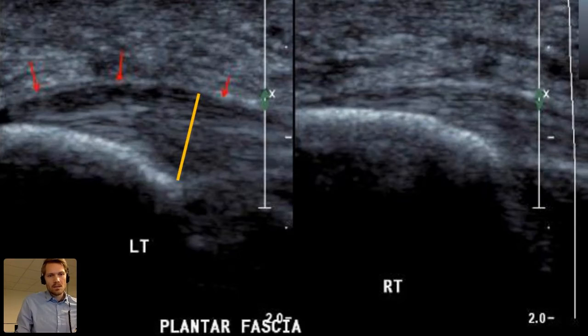So this is what we see on ultrasound. On the right hand side, you can see an image of a healthy, non-painful plantar fascia, and on the left hand side, this is from a patient with heel pain. There is a larger hypoechogenicity, also an increased thickness, and it's usually also much more difficult to see the border of the plantar fascia. This yellow line is just to indicate where we would usually make the measurements. We do these perpendicular to the plantar fascia and to the calcaneus.